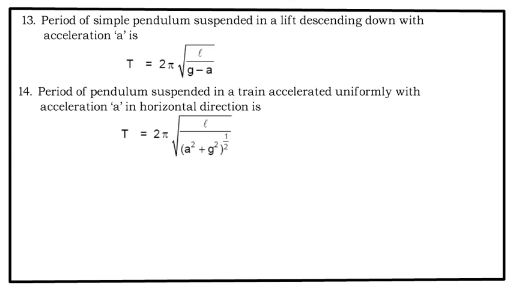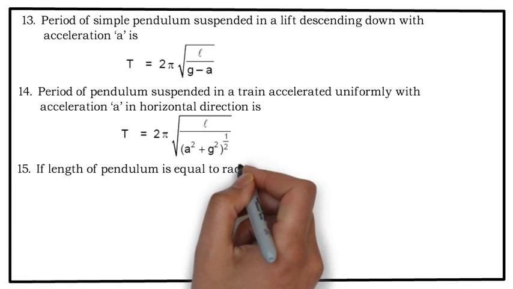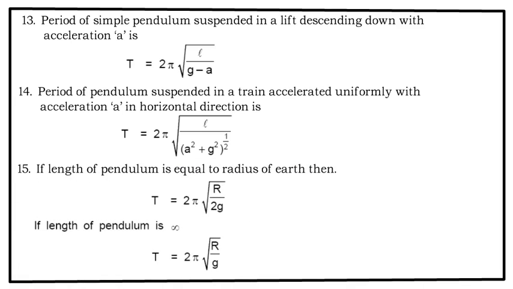If length of the pendulum is equal to radius of the earth, then T is equal to 2 pi square root of R upon 2g. If the length of the simple pendulum is infinity, then T is equal to 2 pi square root of R by g. Point number 16. The period of conical pendulum T is equal to 2 pi square root of h by g, which you have done in the circular motion.